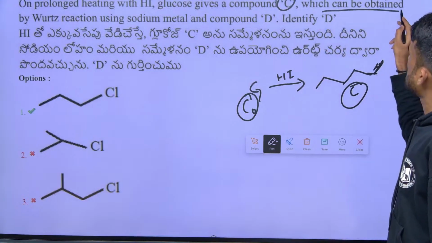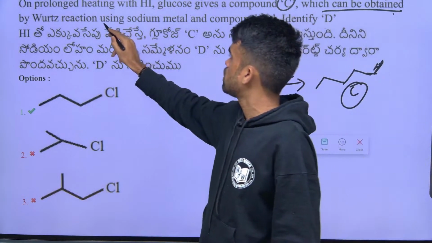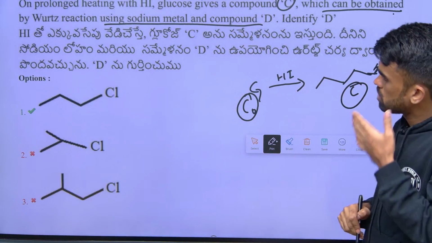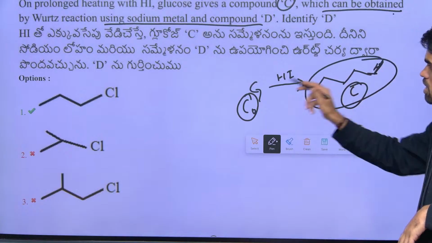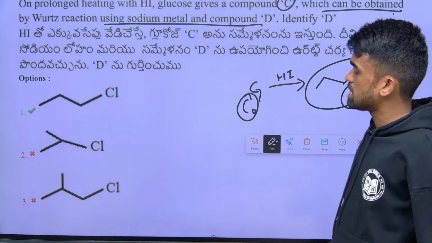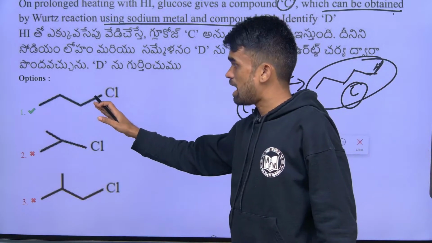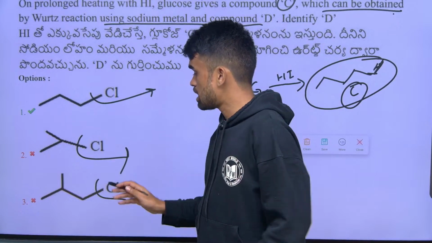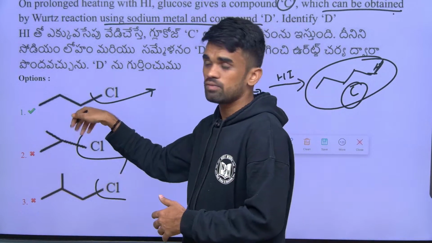This can also be obtained from Wurtz reaction using sodium metal from compound D. So identify compound D. Which of these compounds will give hexane? See, Wurtz reaction is simple: just remove the halide part of the alkyl halide and merge the 2 units of that alkyl unit itself.